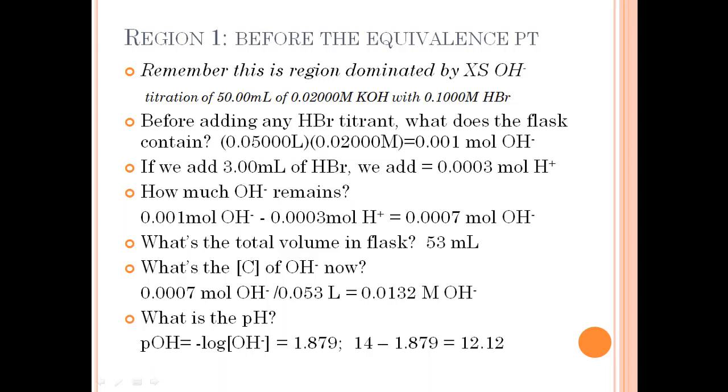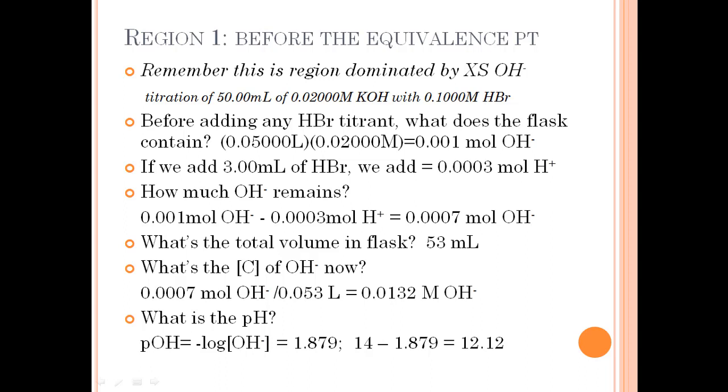If I was to ask you, okay, give me the concentration of OH now after you've added those 3 mils. Okay, so you take the moles that you have of OH after you added the 3 mils, which is 0.0007, we calculated that, divided by the total volume, which is now 53 mils, so 0.053 liters, and you have your molarity of OH. And now you can answer what's the pH of that analyte in the Erlenmeyer flask.